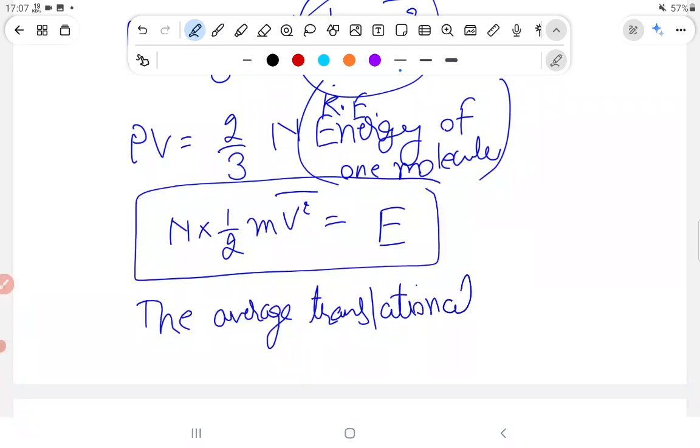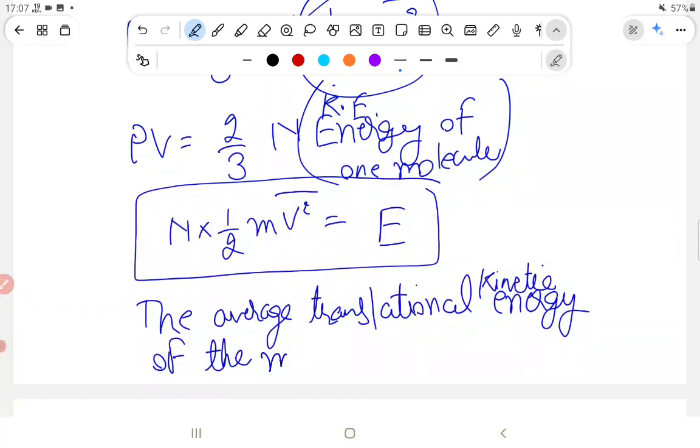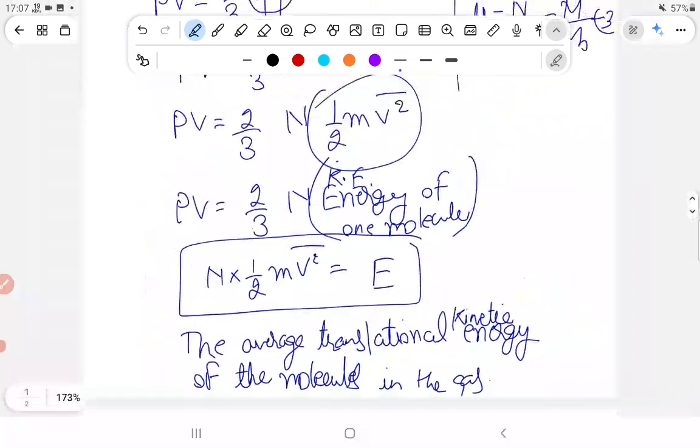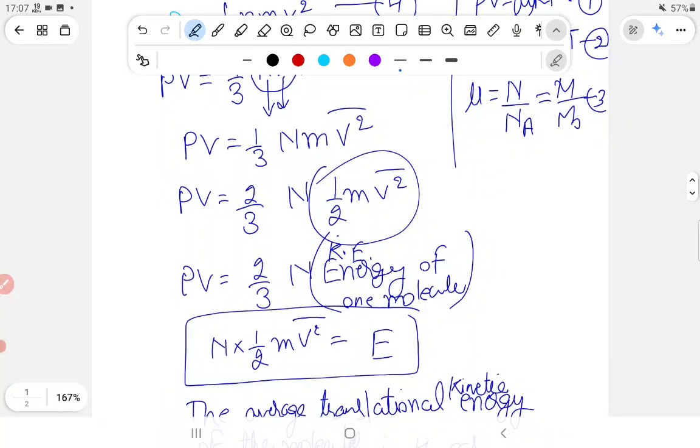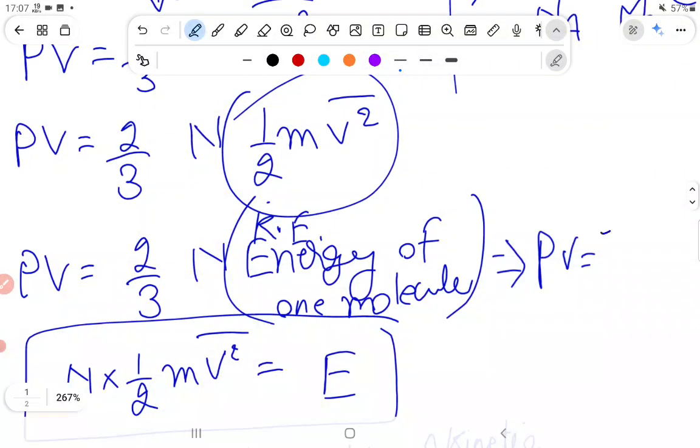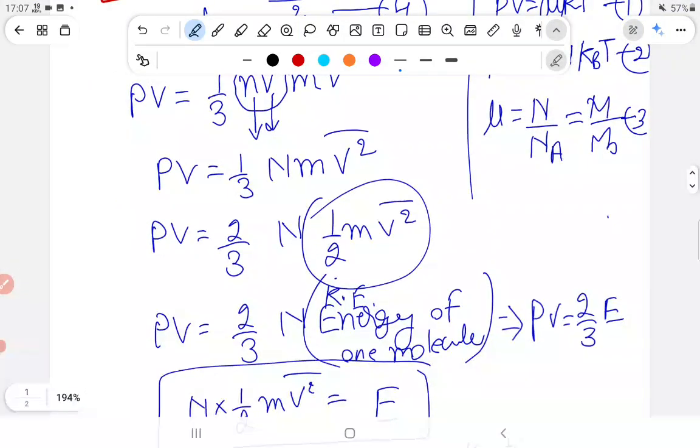The average translational energy, kinetic energy I should basically write, of the molecules in the gas. It is the total energy, right. See, so the equation we got is PV is equals to 2 by 3 into E. This is a more important equation. Let me write equation 5.